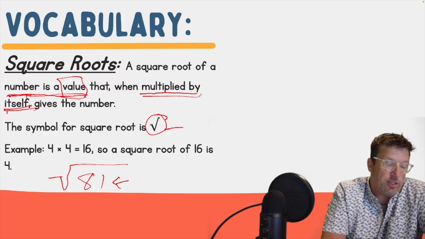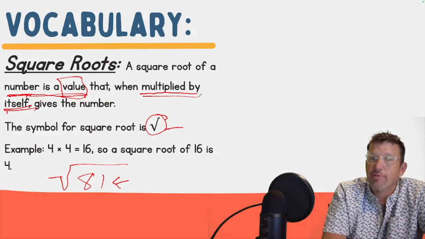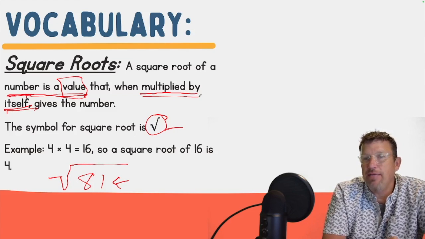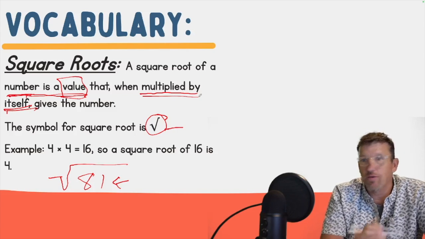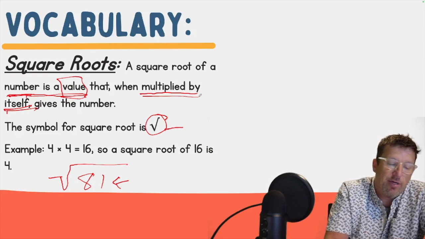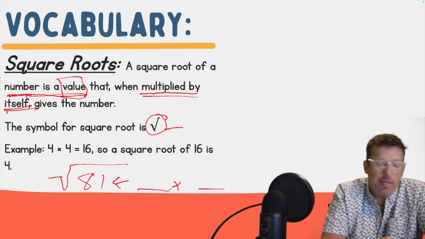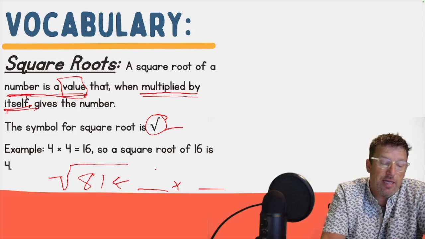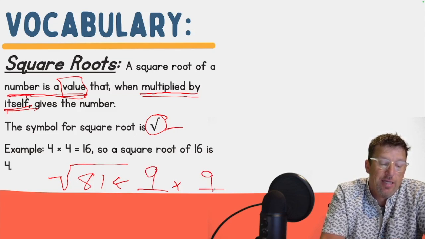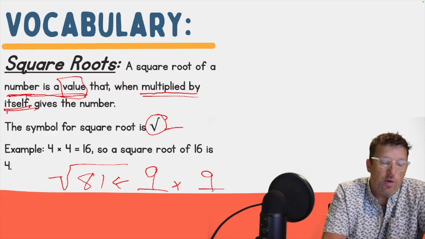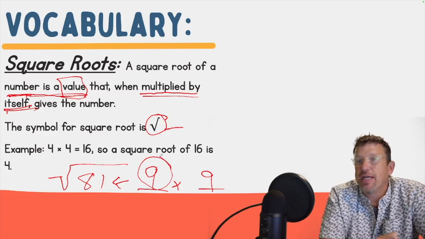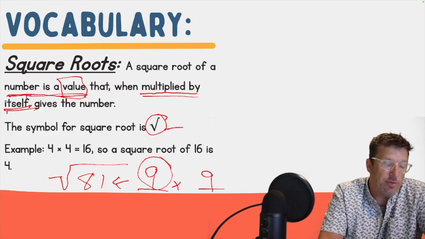Okay? So for 81, what number multiplied by itself? It can't be 7 times 8. It has to be 8 times 8 or 7 times 7. It has to be the same number. What number multiplied by itself equals 81? If you're good with times tables and you've been around perfect squares for a while, you'll know that number is 9 times 9. And so the square root of 81 is actually 9. And that's the answer. You don't have to say 9 times 9. You just say what that value is.